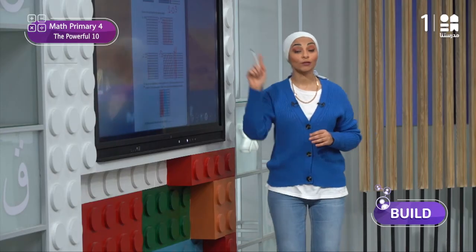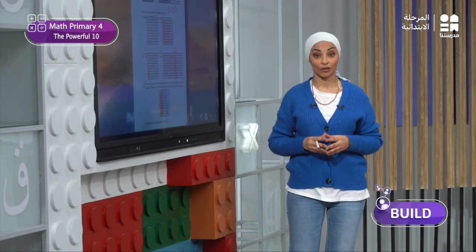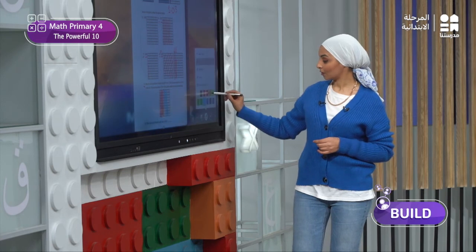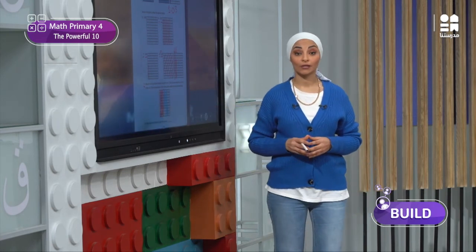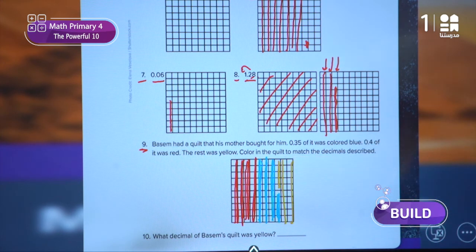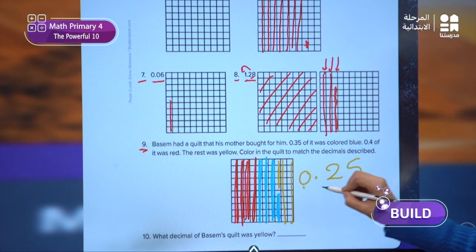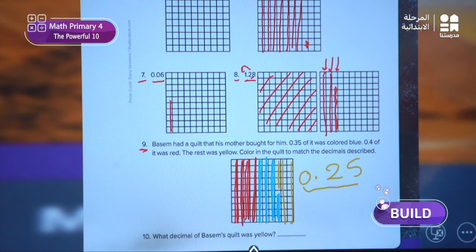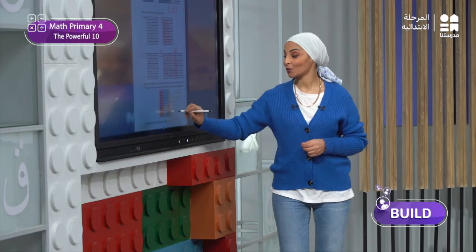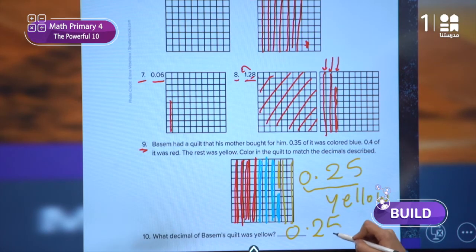Now the part which is not shaded in the grid is representing the yellow color of the quilt. Let's look at the yellow color. Do you see what the remaining part is? Yes, 1, 2 and a half, meaning 5 squares. Which means that I have 25 hundredths, or 0.25. And this is the decimal fraction representing the yellow color. So I put here 0.25 because he's asking me what decimal of Basim's quilt was yellow.